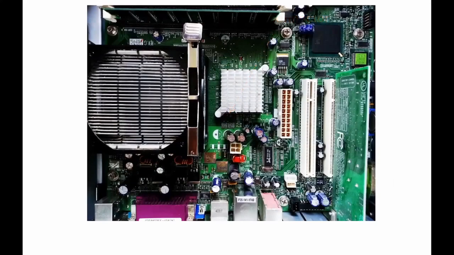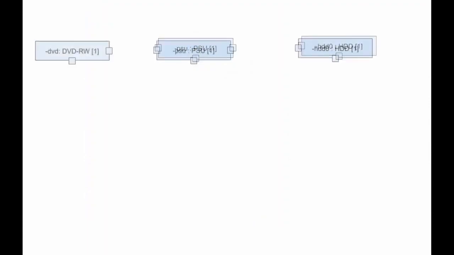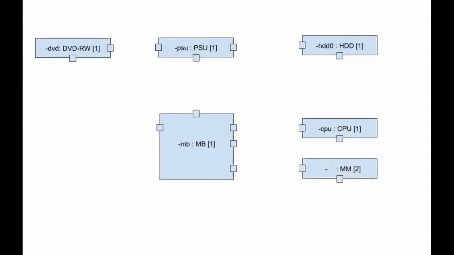As an example, here's a simplified composite structure diagram for a computer system, which includes the following components: power supply unit, hard disk, DVD, motherboard, central processing unit, and memory module. You can pause the video here to study the diagram.